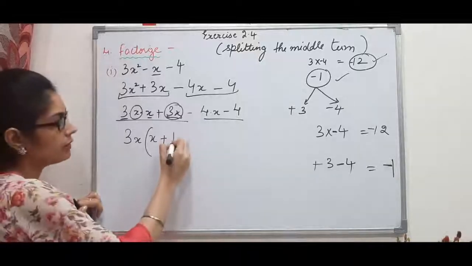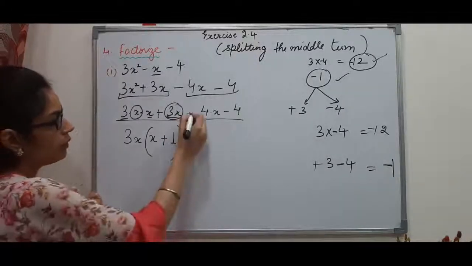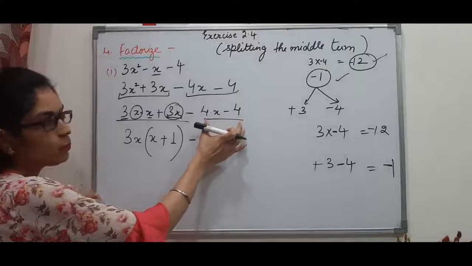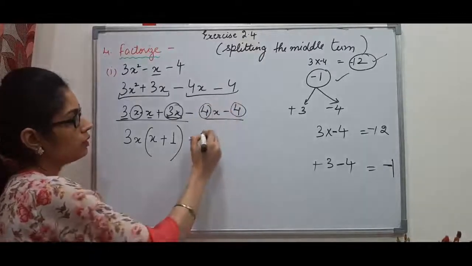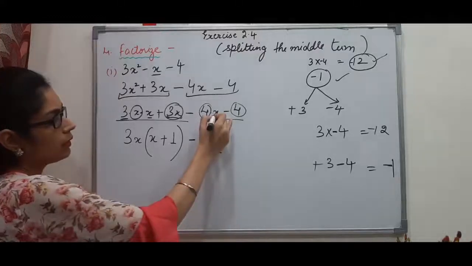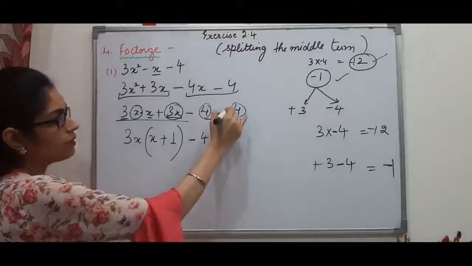Now if nothing is there, I have to write 1. Now here a minus sign I have to write. In both these terms I can see 4 is common, 4 is present in both, so I can write 4 outside. Now the remaining term is x, with this minus.